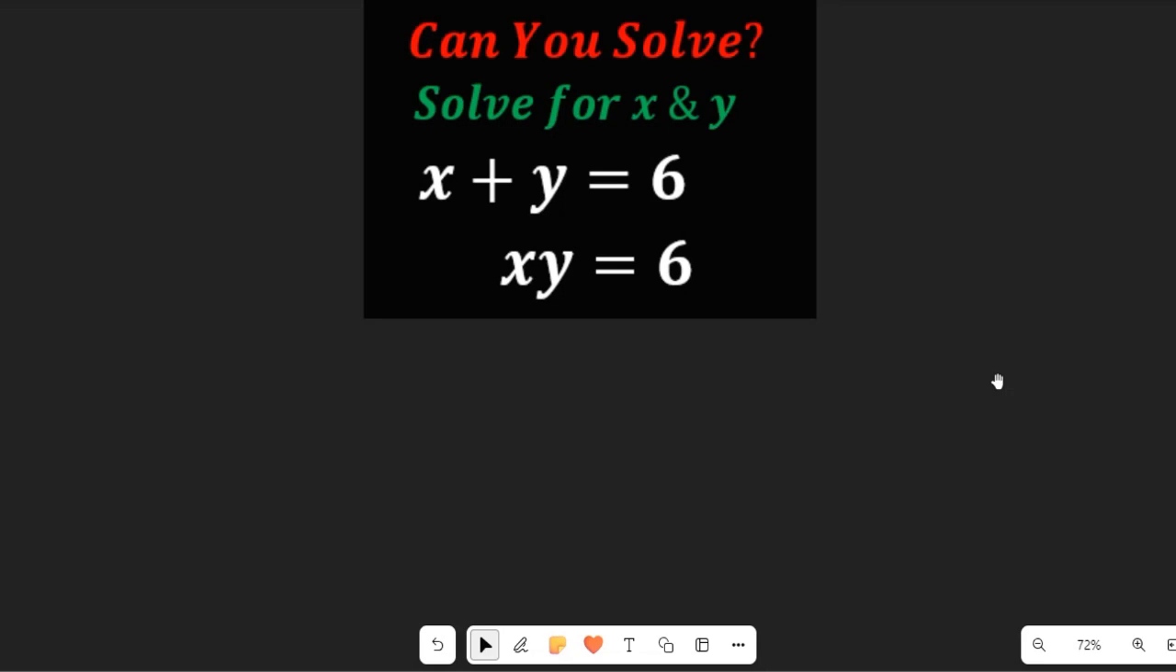Are you ready? Can you solve this? Let's solve together for the value of x and y in x plus y equal to 6 and xy equal to 6. Join me as we find a solution to this.